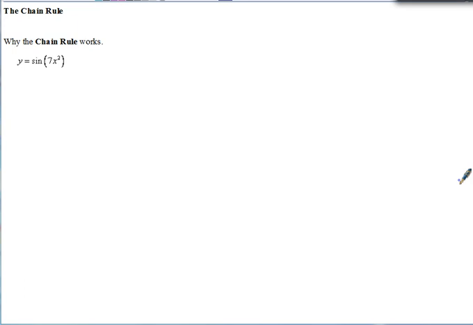Notes for AP Calculus on the topic of the chain rule. So let's first take a look at why the chain rule works. If we want to take the derivative of y equals sine of 7x squared, notice there's this function inside, 7x squared inside of sine.